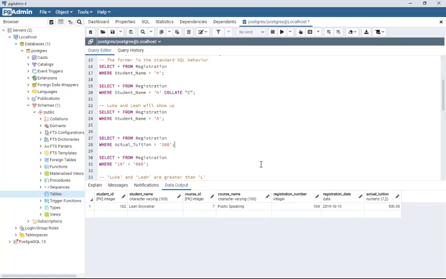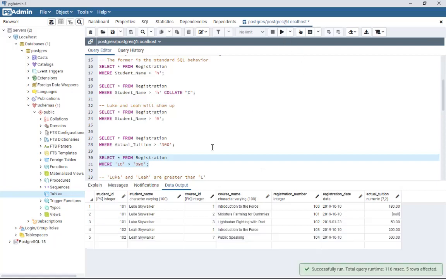However, this is not what I'm supposed to see, right? What if I do 10 greater than 090, or 10 greater than 90, 090? If we are doing a string comparison, then we are comparing 1 to 0, which means this is true. If this is true, then I'm supposed to select all the rows in registration, which is the case, right? So here it's not comparing as if they are text strings, they are numbers.